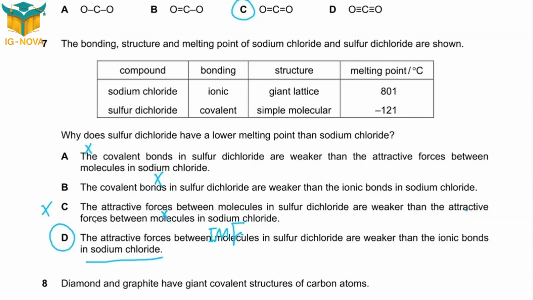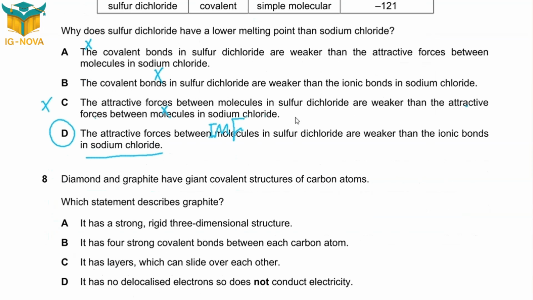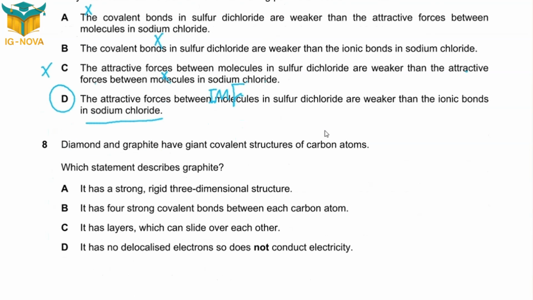Either ionic bond or electrostatic attraction force between oppositely charged ions, which is ionic anyway. Diamond, graphite and silicon dioxide, all of them are giants in IGCSE. Which description for graphite? It has a strong, rigid, three-dimensional shape. This is applicable for diamond and for silicon dioxide, so this is not accepted.